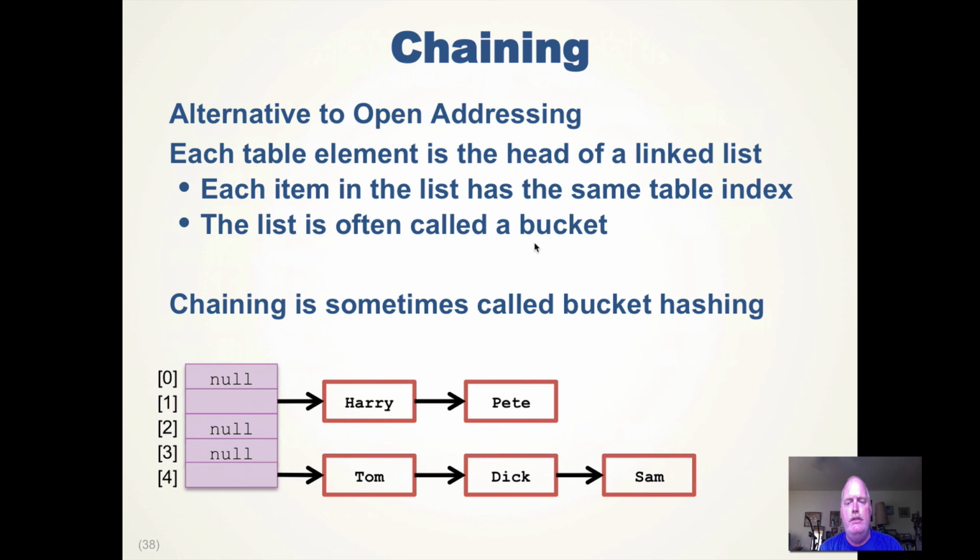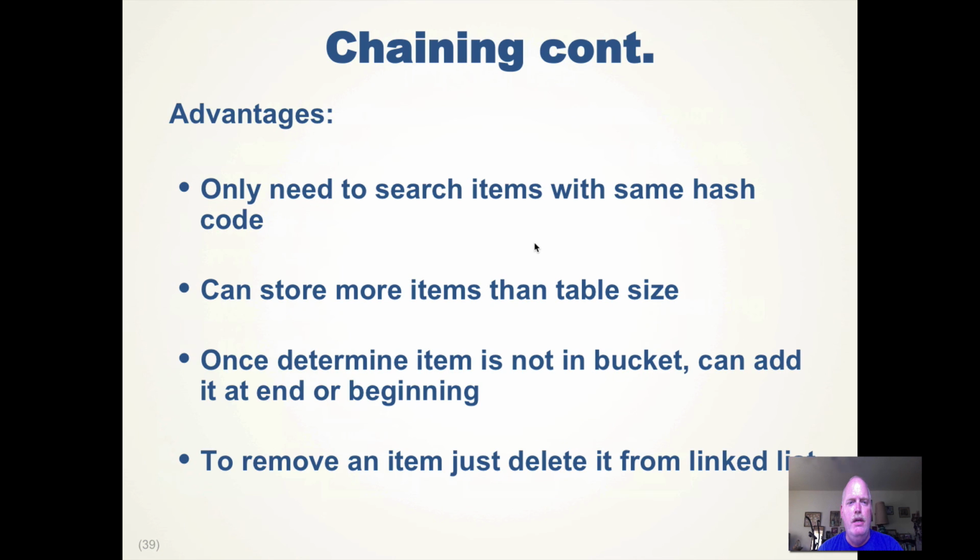So the linked list's average length is the number of items divided by the number of entries in the table. So that's the size L. One advantage when you're searching the linked list is that all those items have the same index; they have basically the same hash code mod the table size. You can store more items than you have entries in the table, because the linked list could be longer, so you can store more stuff.